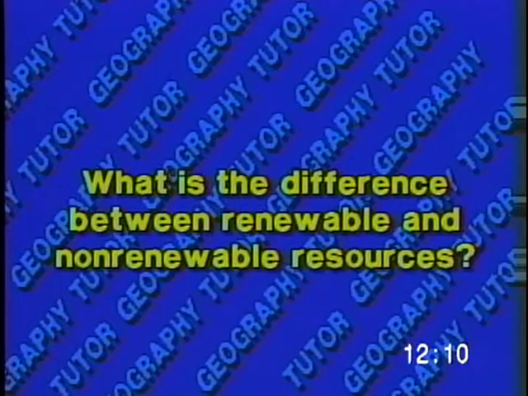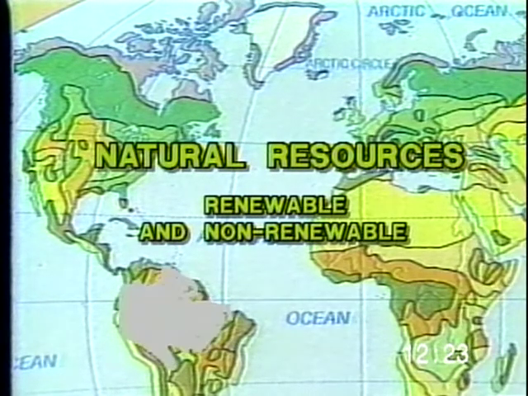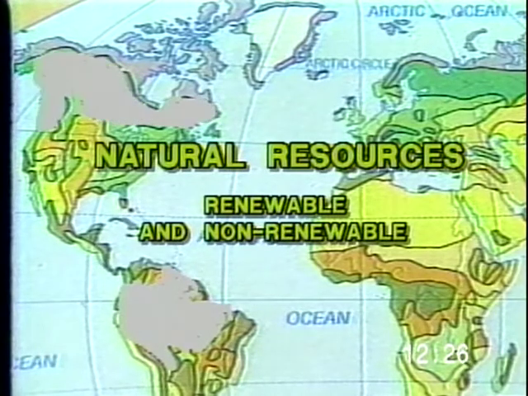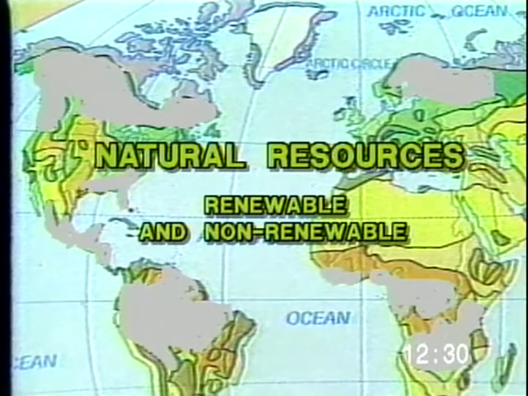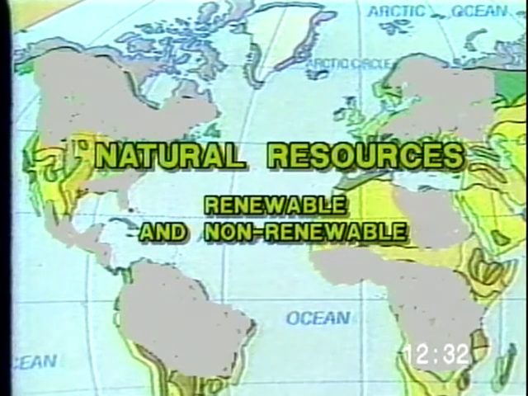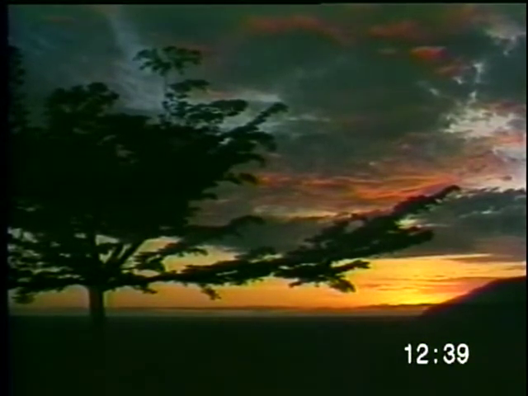What's the difference between renewable and non-renewable resources? Natural resources can fall into two categories, renewable and non-renewable. Renewable resources can be replenished. Non-renewable resources have been formed slowly, and once we have used them, they will no longer be available. Renewable resources include air, water, soil, plants, and animals. Non-renewable resources include fossil fuels and minerals.